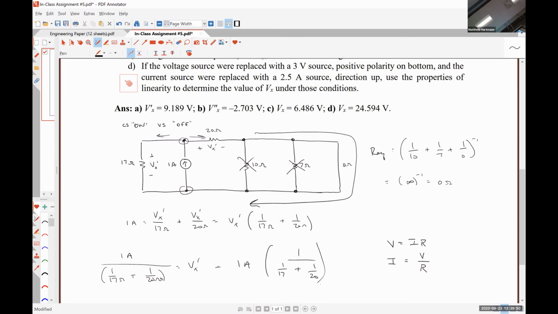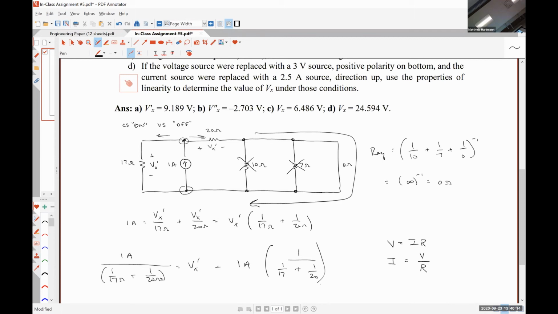No, current division would have something in the numerator that isn't just 1, unless we were dealing with a 1 ohm resistor. That's the equivalent resistance of those two guys. Okay, so even if you do KCL, you wind up getting the exact same expression as you would have gotten just using Ohm's law. If you do current division and then multiply by the 20 ohms, you get the exact same expression you would have gotten using Ohm's law.